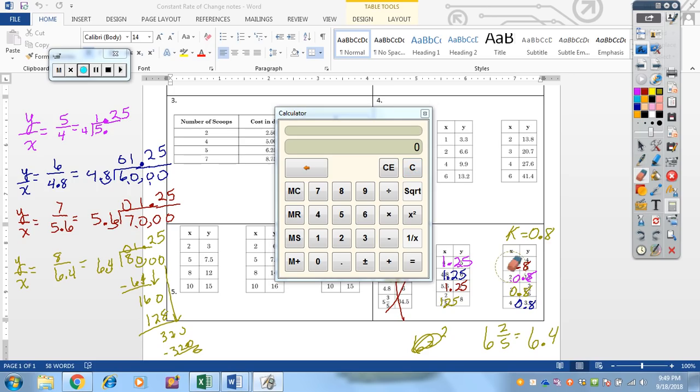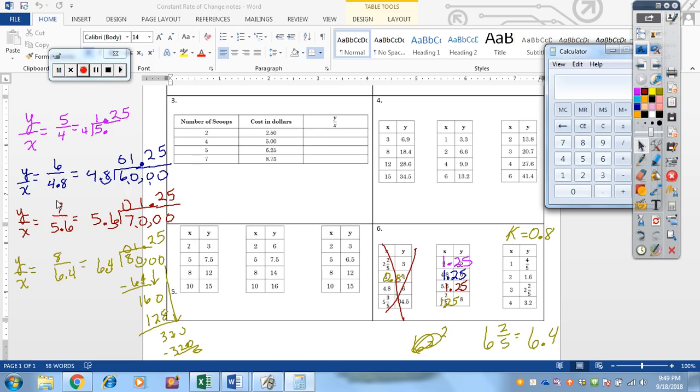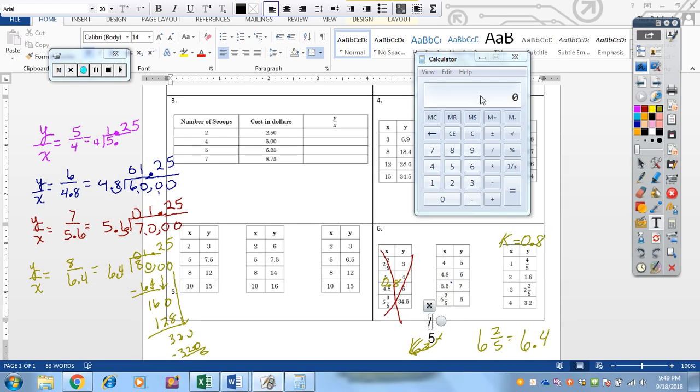Let me check myself before I wreck myself. So, I'm not going to use this calculator. That's too crazy. I'm going to use my computer calculator. Did you catch my mistake? It's got to be here somewhere. 2.4 divided by 3. 3.2 divided by 4. No. Maybe I didn't make a mistake. Maybe there's two that are the same. 5 divided by 4. 6 divided by 4.8. 7 divided by 5.6. 8 divided by 6.4. Oh, nope. There are two with constants.